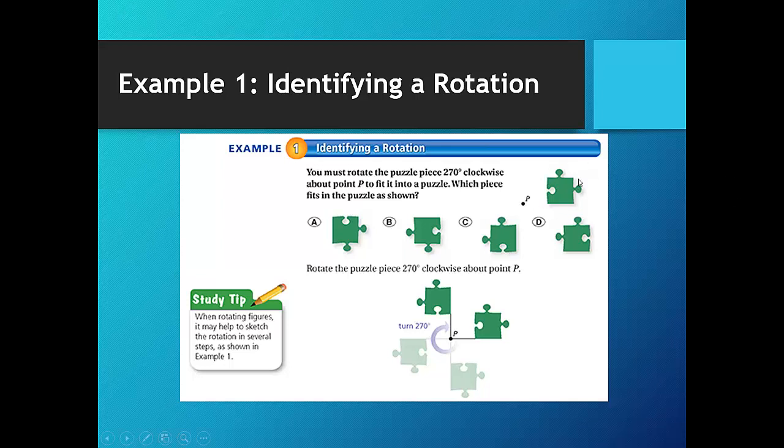Our puzzle piece is right here. So now if we're going to rotate that, if we rotate it 90 degrees, we would have this puzzle piece. And then we rotate it another 90 degrees for a total of 180 degrees. Our puzzle piece would look like this. And another 90 degrees would make 270 degrees, and then this would be our puzzle piece. This looks the same as choice C. So our answer is C.